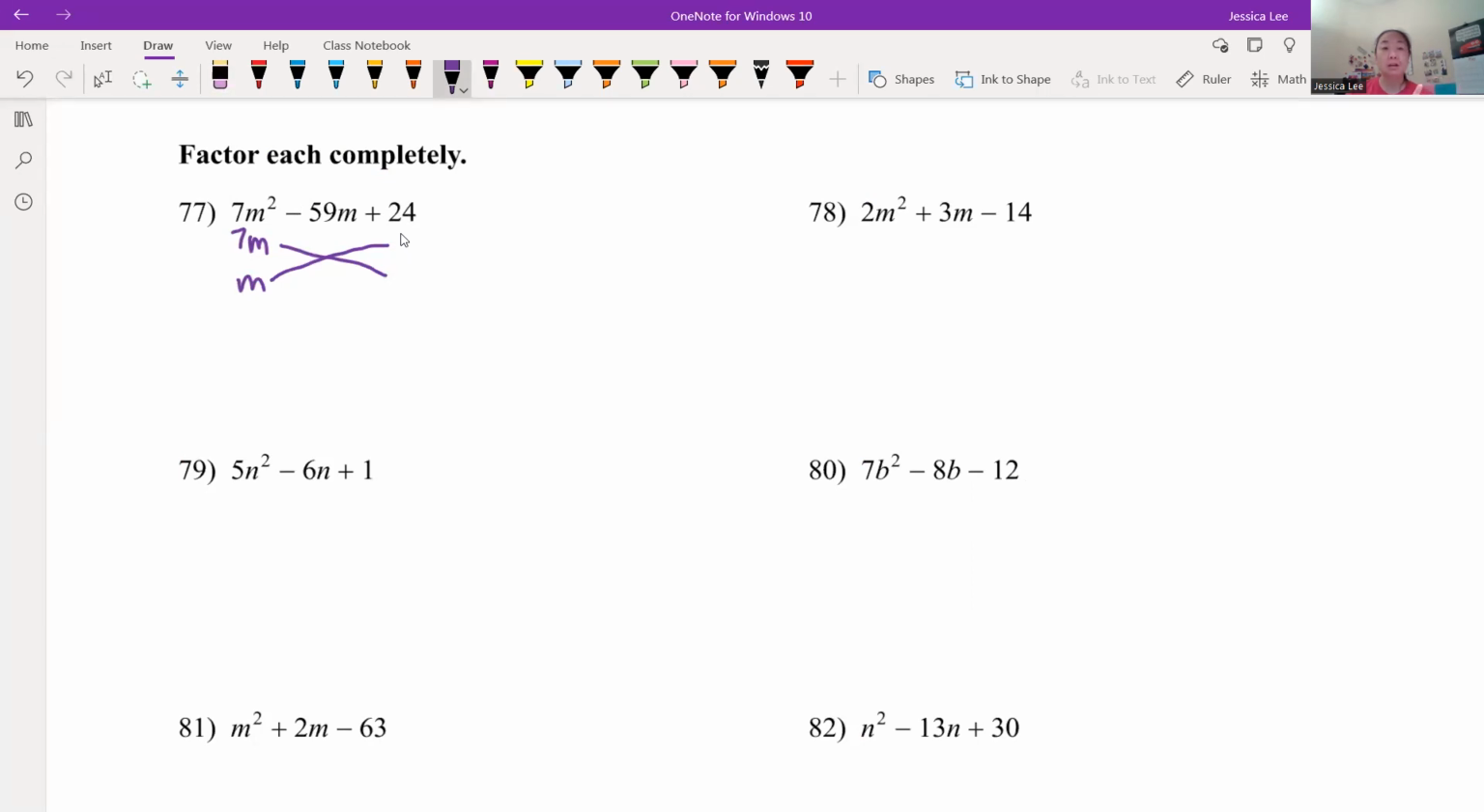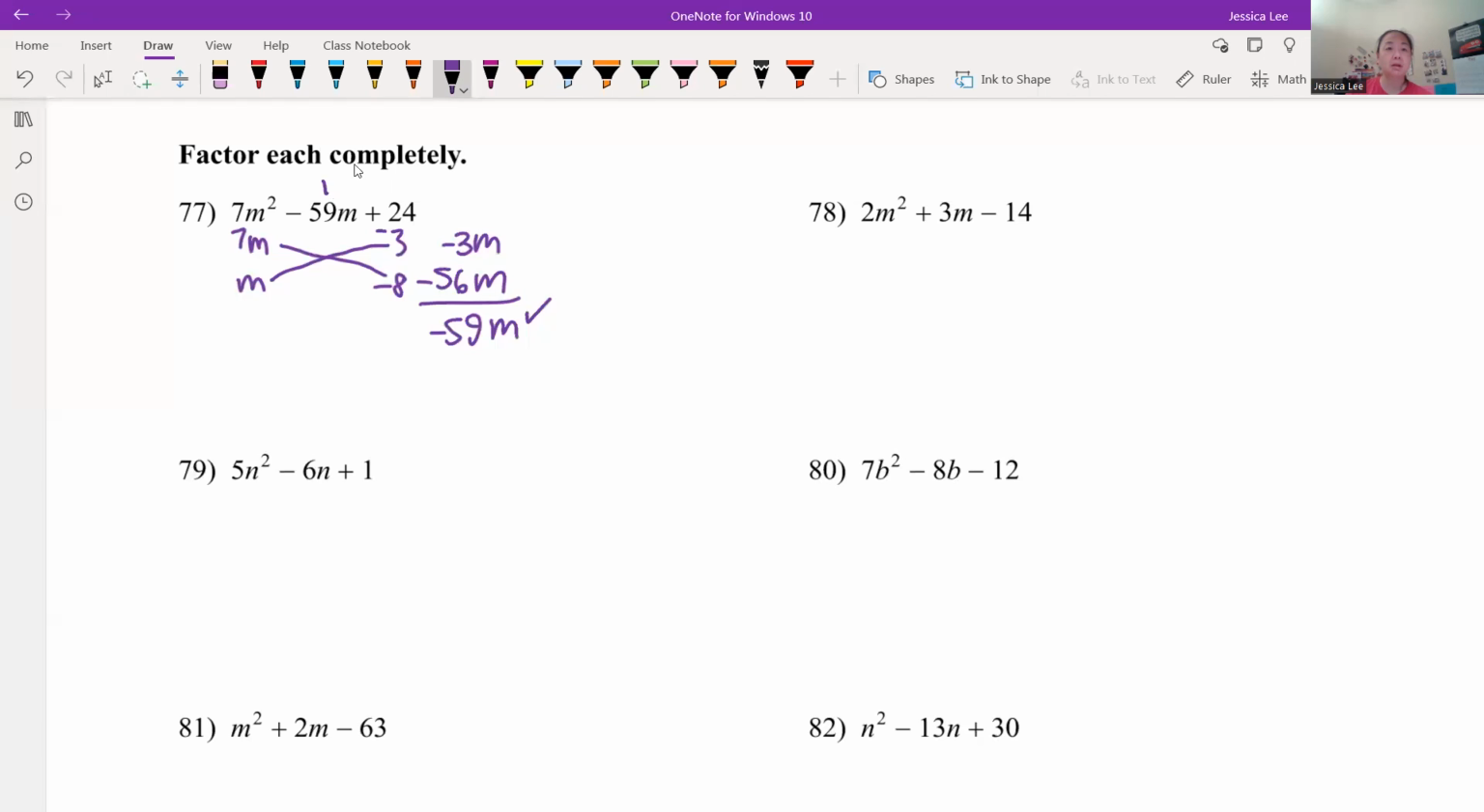So let me try 8 and 3. I'm going to put 8 on the bottom so that I can multiply it with the 7. I'm going to put 3 on the top. So m times 3 is 3m. 7m times 8 is 56m. Ooh, I can get this to be a negative 59. But both of them have to be negative, which means 3 and 8 both have to be negative, right? Because that's where they came from. So this would give us negative 59m.